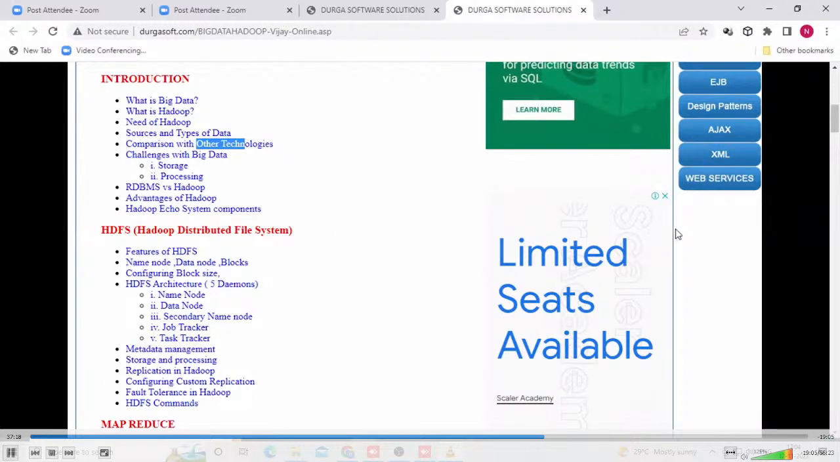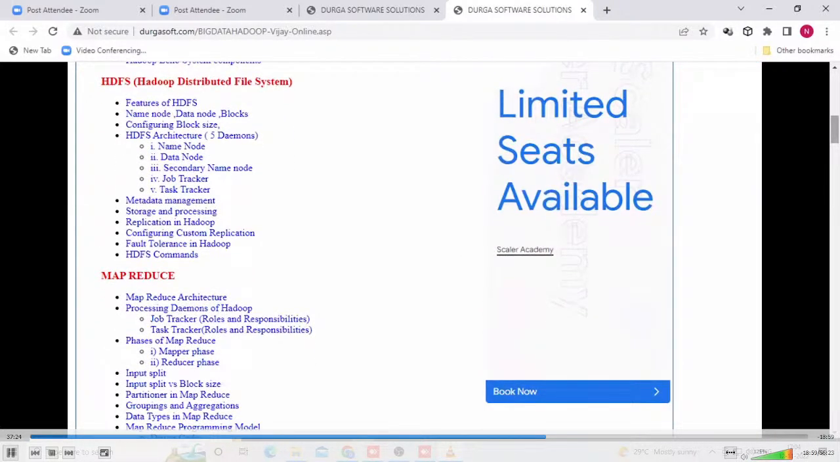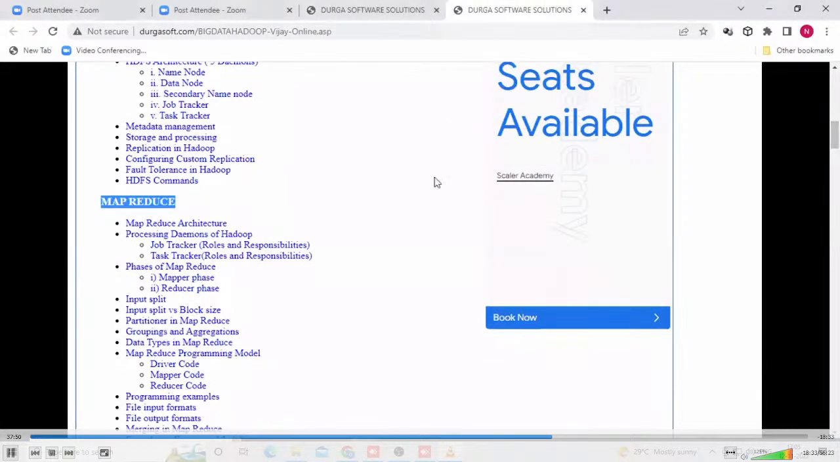HDFS, the Hadoop Distributed File System, and MapReduce for processing. So it is Hadoop development training. Most of it will concentrate on Hadoop development; Hadoop administration will also be discussed, but most of the concentration here will be on the development side. MapReduce, meant for processing, is a parallel execution model.